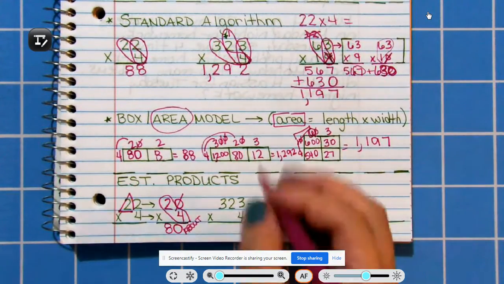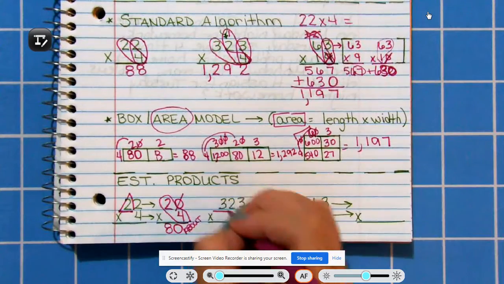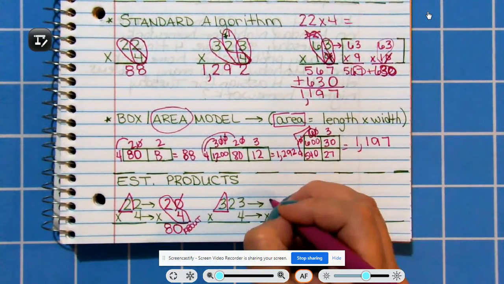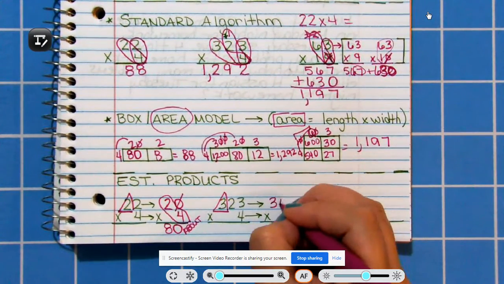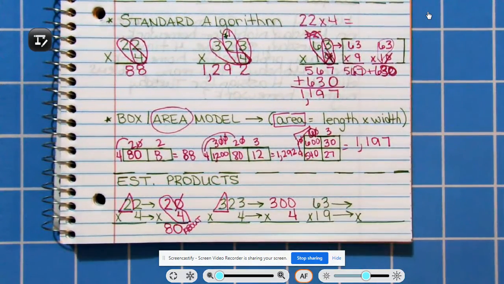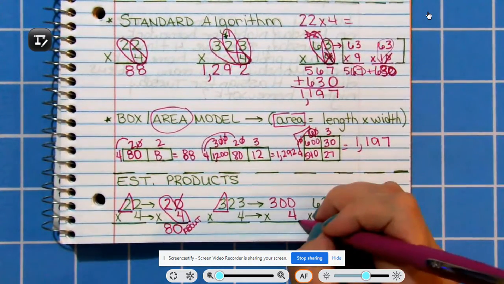All right, 323 times 4, we're going to round to the front digit. 323 would round to 300 times 4. Find your hidden fact.